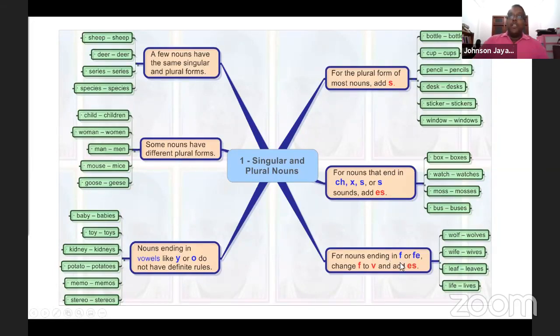Same thing here. For nouns ending in f or fe, change f to v and add es. So wolf becomes wolves. Wife becomes wives. Leaf becomes leaves. Life becomes lives.